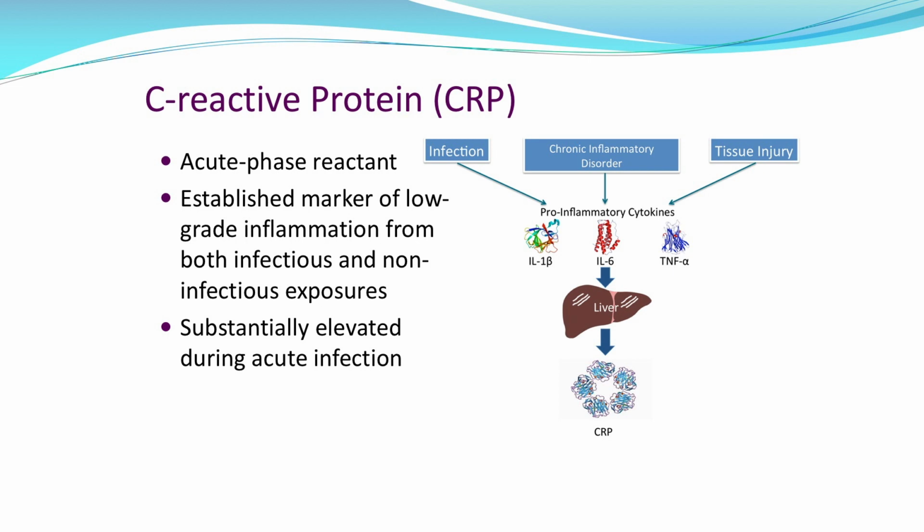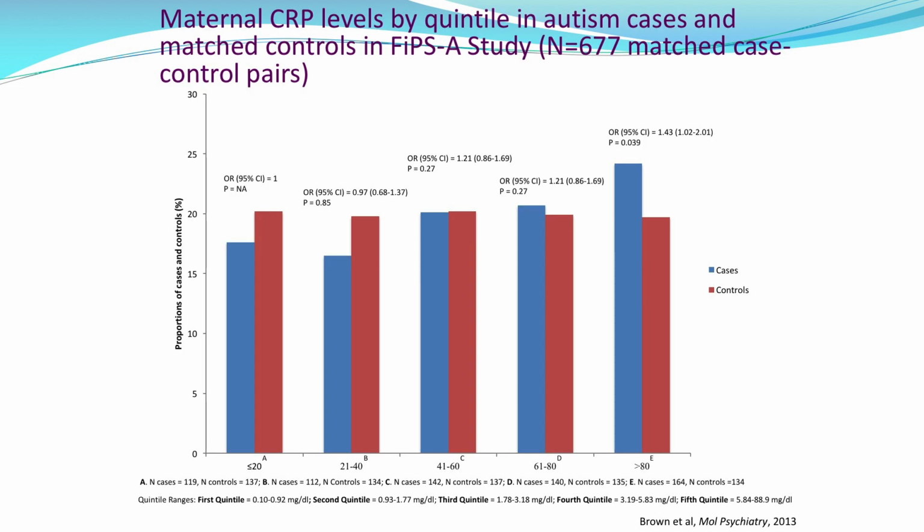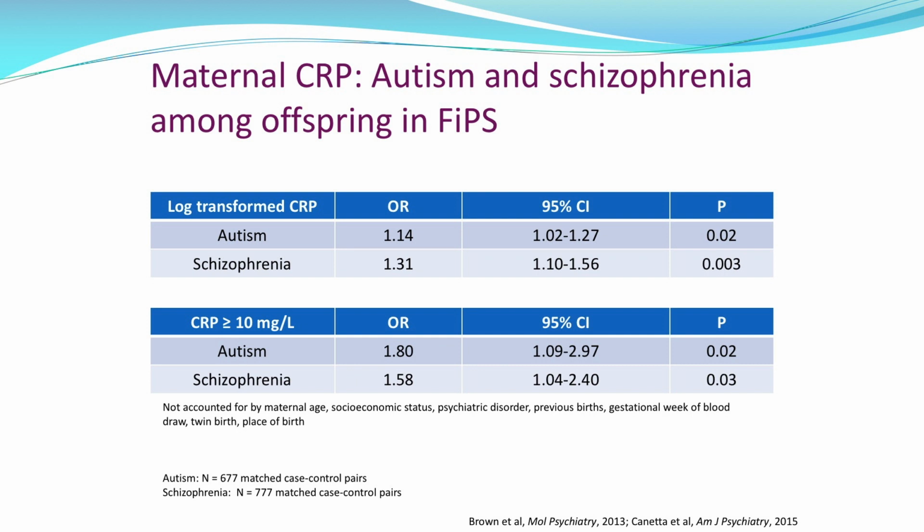So we measured this in 677 matched case-control pairs in Finland, in the maternal sera, and we found that for the greater than 80th percentile of the distribution of C-reactive protein, an odds ratio of autism of about 1.4. That's adjusted for many factors. And at these lower levels, we didn't see an effect. We also saw an effect using log transform, which I'll show you in a minute, looking at CRP as a continuous exposure. And that's here. So for autism, for every one unit increase in CRP, we saw a 1.14-fold effect.